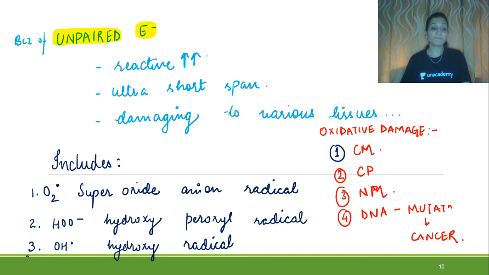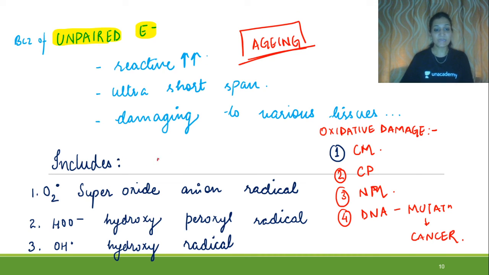Now there is a PYQ related to the various species of free radicals, that is, which is the most important hypothesis of aging? The most important hypothesis of aging is because of the free radicals. The whole culprit of aging goes to the free radicals.